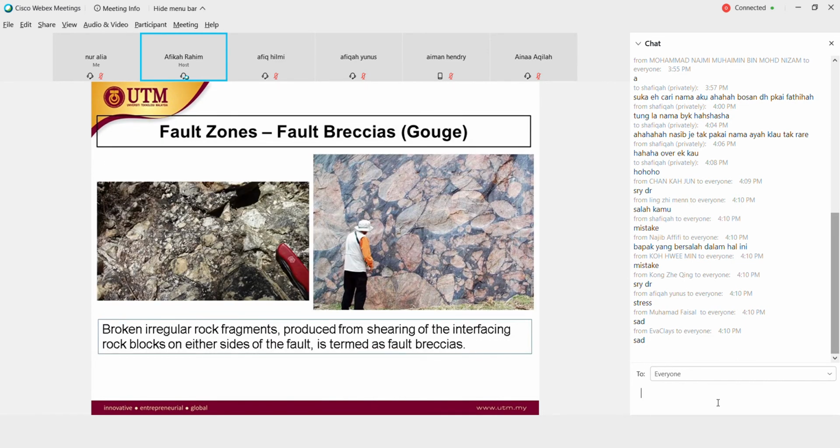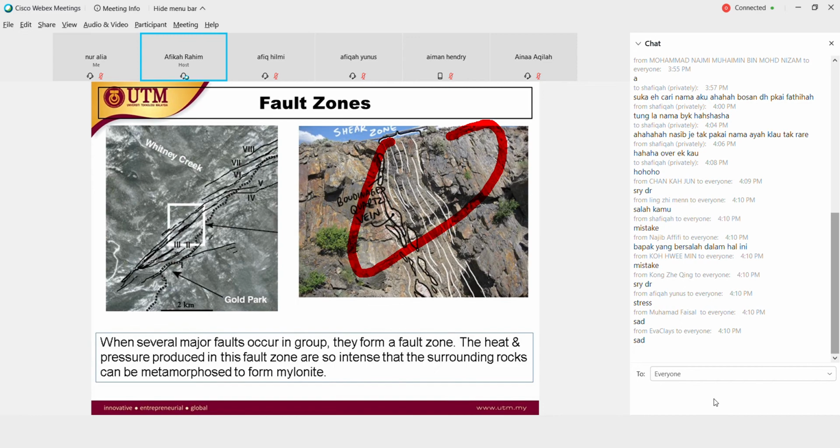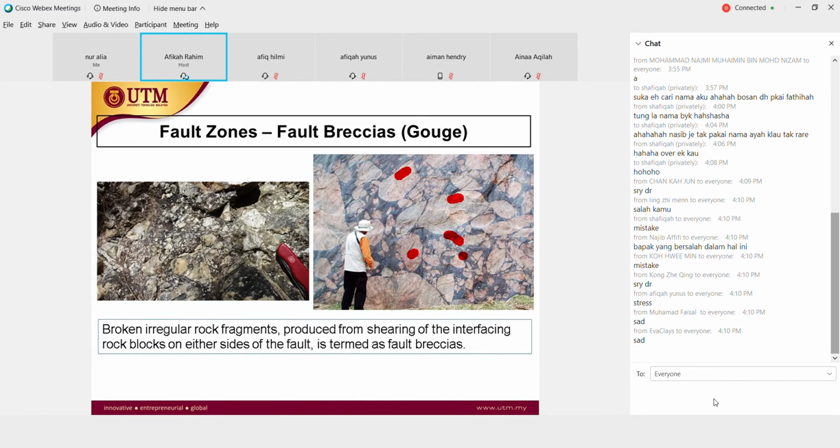So this is a sample of fault breccia and gouge. We call it gouge. Broken, irregular rock fragments. This one is from another body, from somewhere else, a different kind of rock. The shearing of the interfacing rock blocks on the other sides of the fault is termed fault breccia, because it's combining, binding, metamorphosing, and then it becomes a fault zone. Remember, a fault is not a type of rock. It's a mechanism, a structure, a discontinuity.